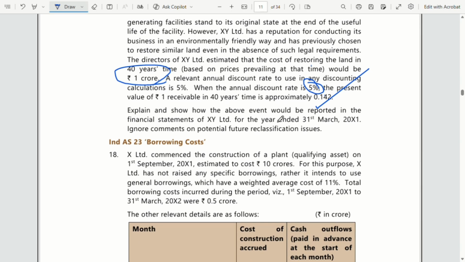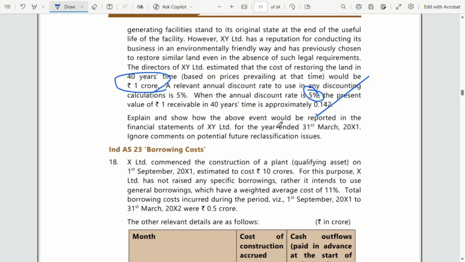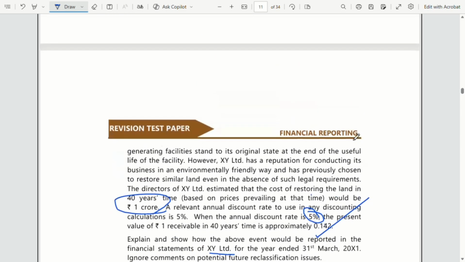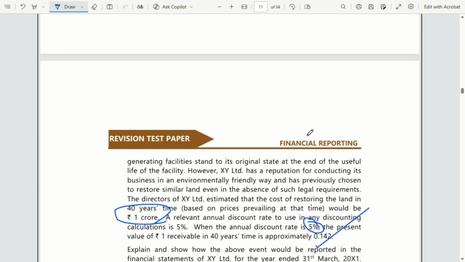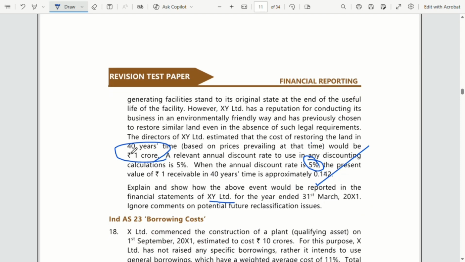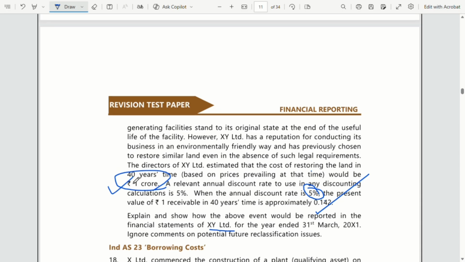Explain and show how the above will be reported in the financial statement of XY Limited for the 31st March. It's very easy. So for initial recognition, we have to first calculate what we can include in the cost. The construction cost we can include, and then the other cost which has been given in the question is the dismantling cost, and the dismantling cost we record at a present value. So we got both costs.